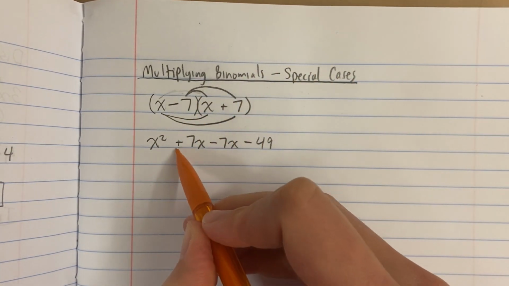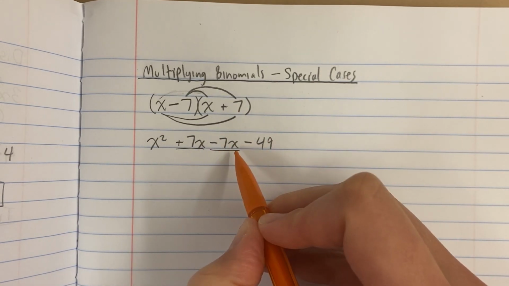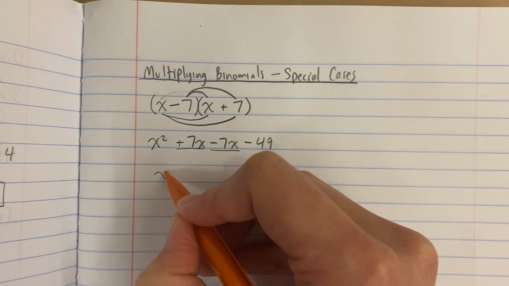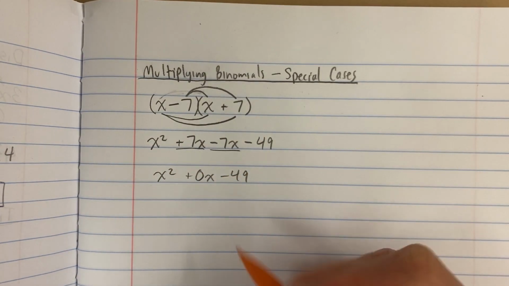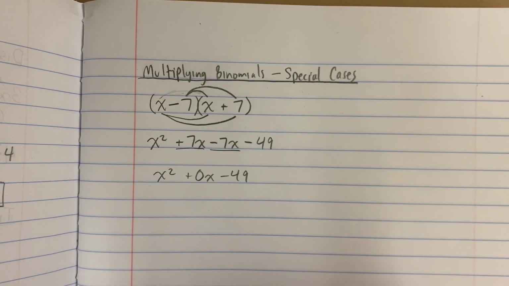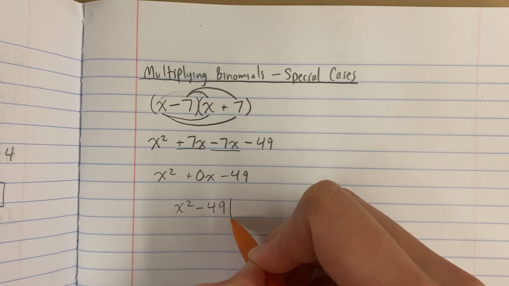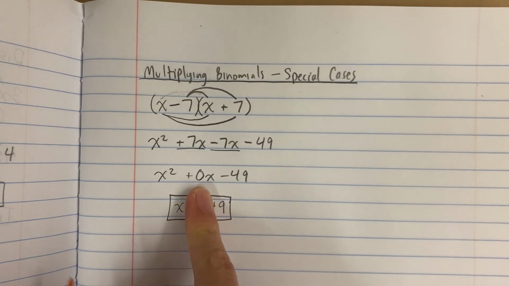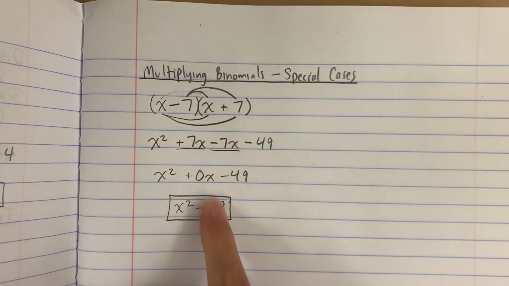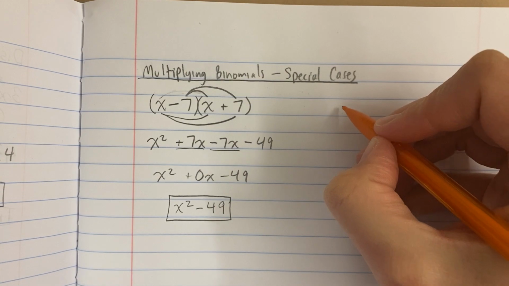Now I'm going to go ahead and combine my like terms. My like terms are right here in the middle, okay? 7 minus 7 is 0. This is x squared plus 0x minus 49. Do I write it like that? No, absolutely not. I look crazy when I write it like that. Nope, you're going to write it just like this. Okay, so something interesting happens, right? That middle term ends up being 0 and ends up not being written. So kind of interesting.